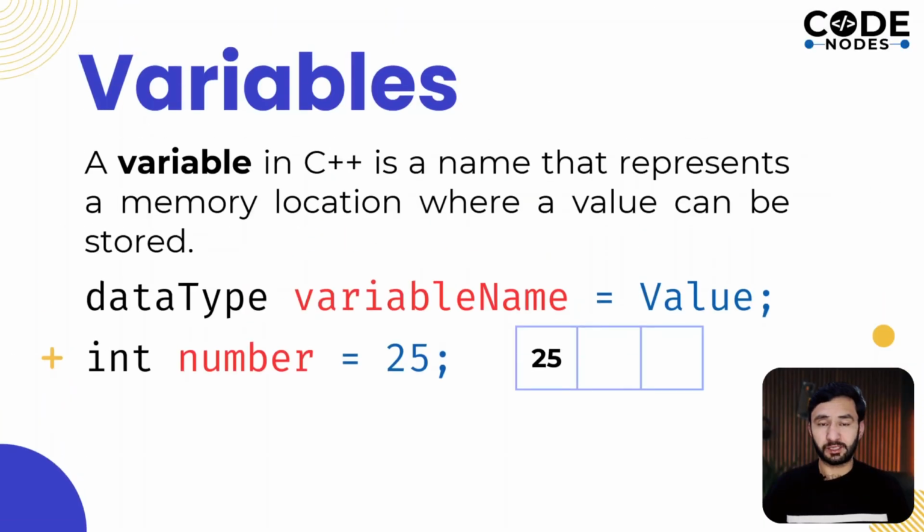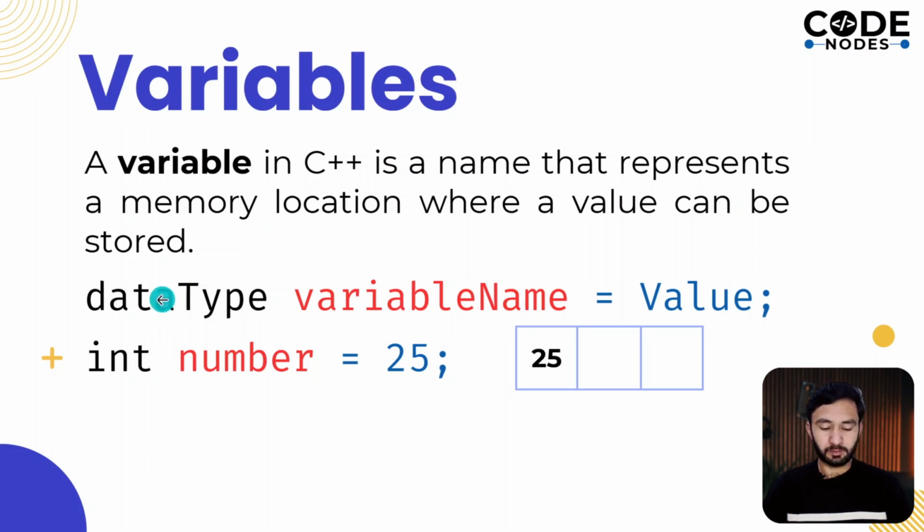In our last video, we wrote our first C++ program. In this video, we are going to discuss one of the fundamental topics of C++, and that is variables and data types. So what is a variable? A variable in C++ is a name that represents a memory location where a value can be stored. A variable means that it is not constant and keeps changing.